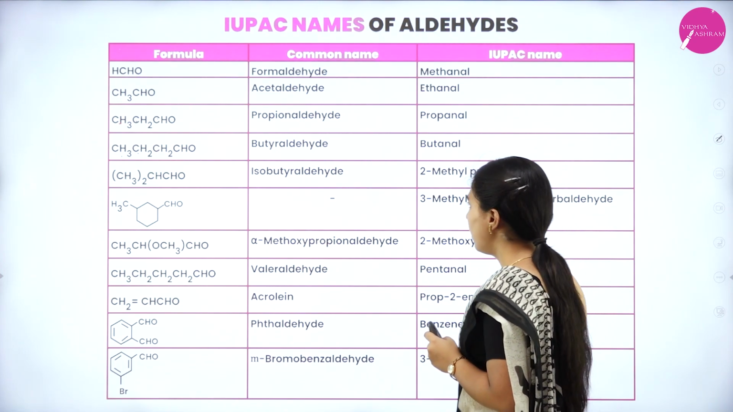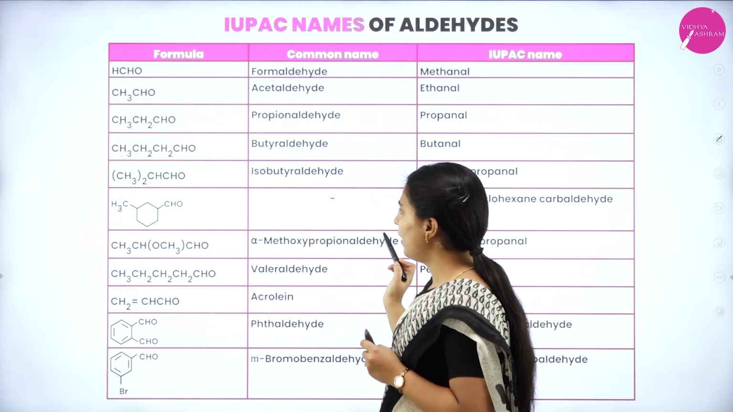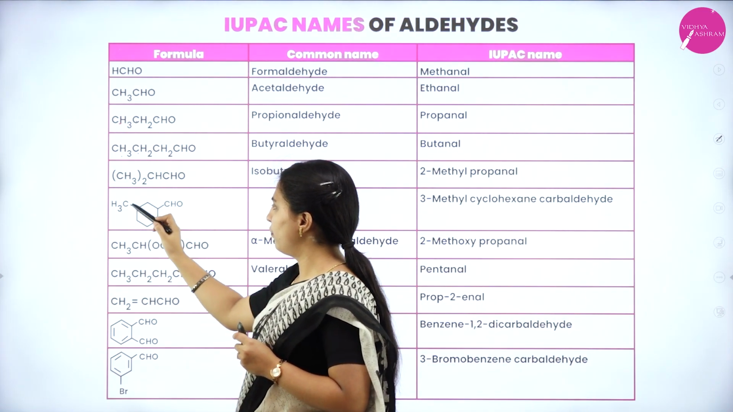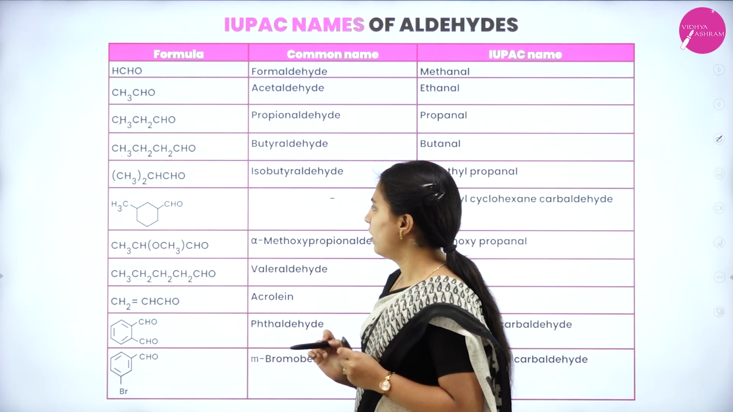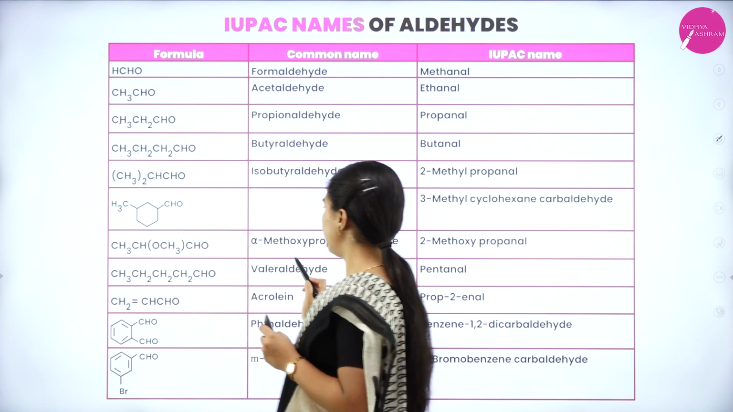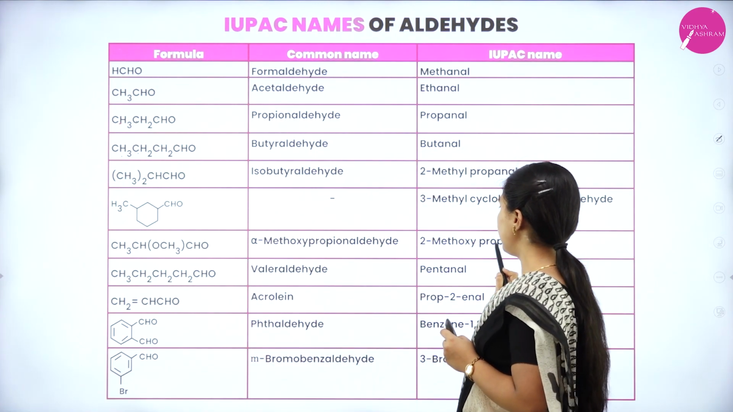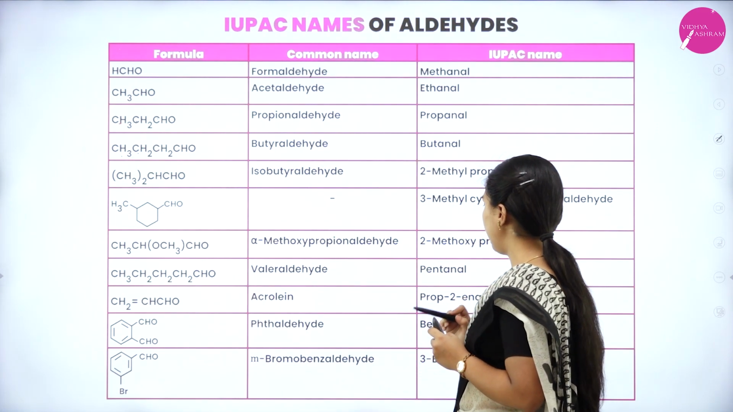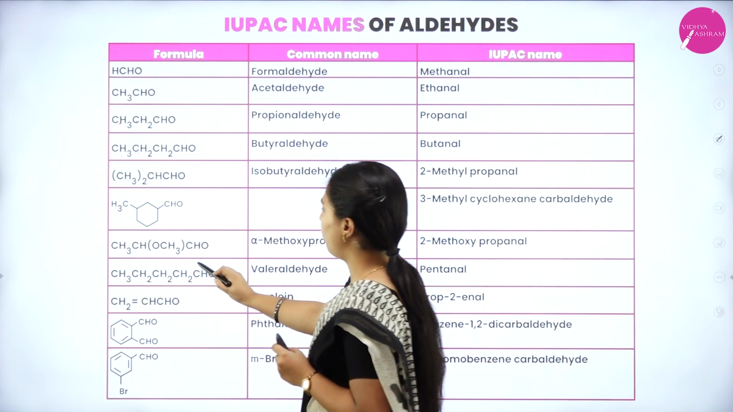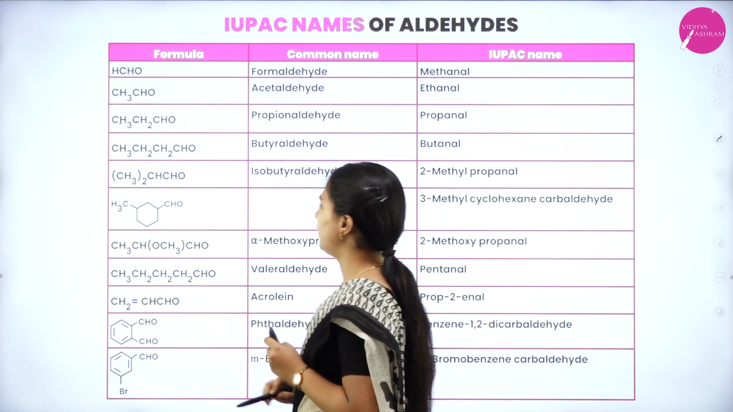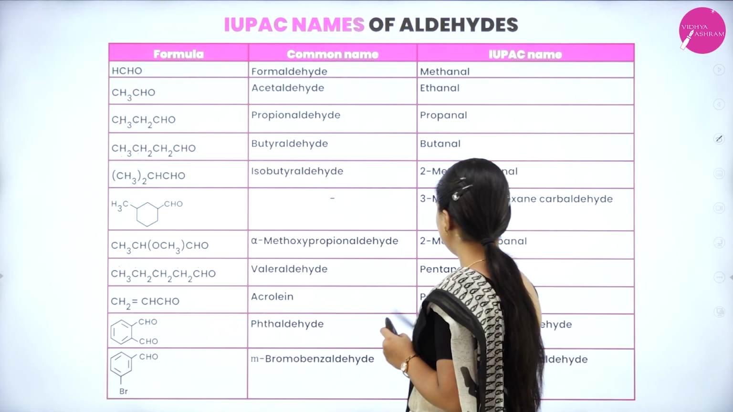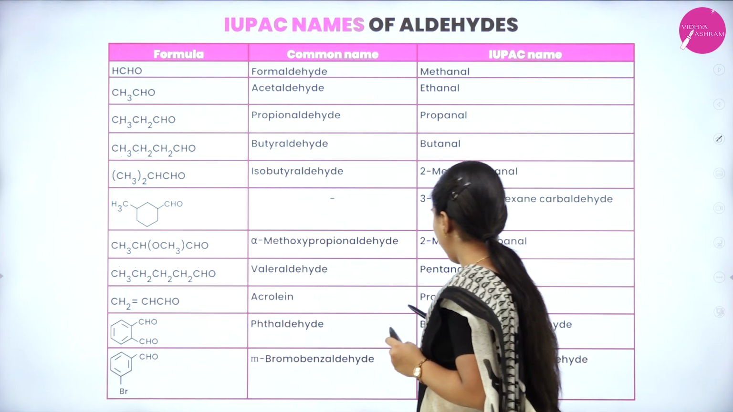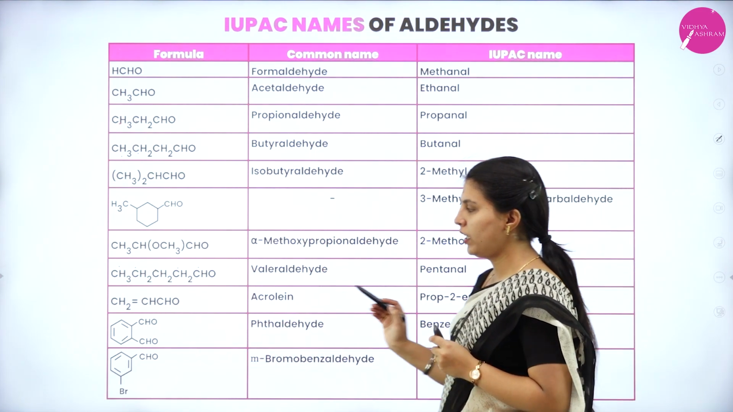3-methylcyclohexane carbaldehyde. This is the cyclohexane structure, and on one side methyl, on another side aldehyde is present. And this is alpha-methoxy propionaldehyde, and this is 2-methoxypropanal. Here valeraldehyde in the common name, but this is pentanal: 1, 2, 3, 4, 5. Acrolein, this is prop-2-enal. This is phthalaldehyde, and benzene-1,2-dicarbaldehyde.